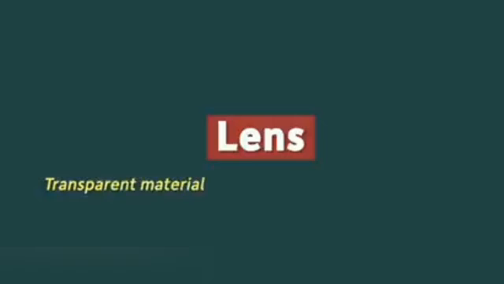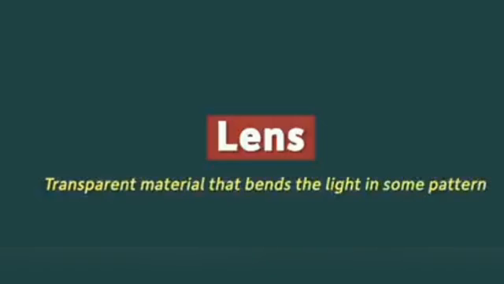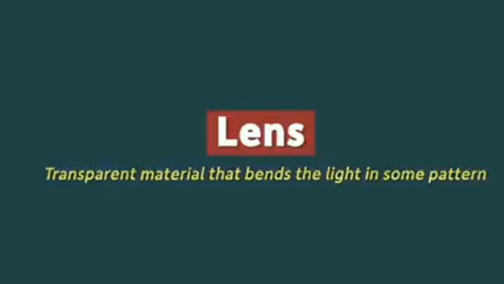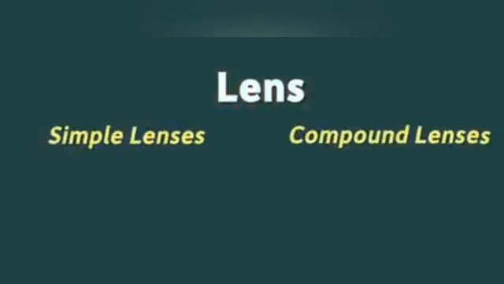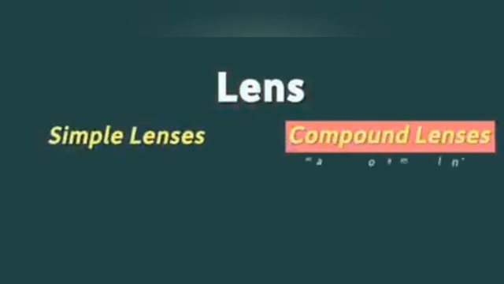So what is a lens? In simple language, we can say that a lens is a transparent material that bends the light in some pattern. The pattern in which the lens bends the light depends on what type of lens it is. Basically, there are two types of lenses: simple lenses and compound lenses. Compound lenses are made up of one or more simple lenses. For the moment, we are only interested in simple lenses.